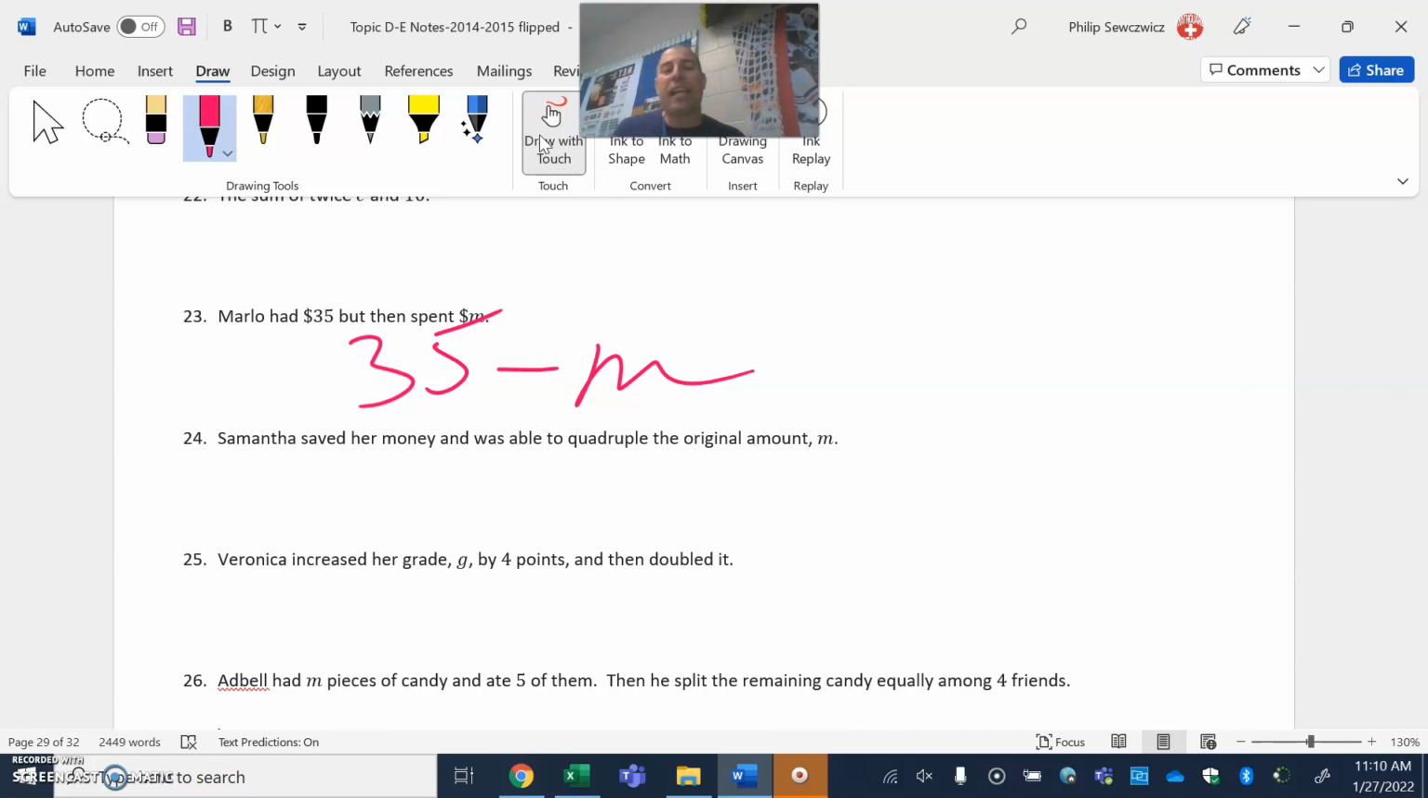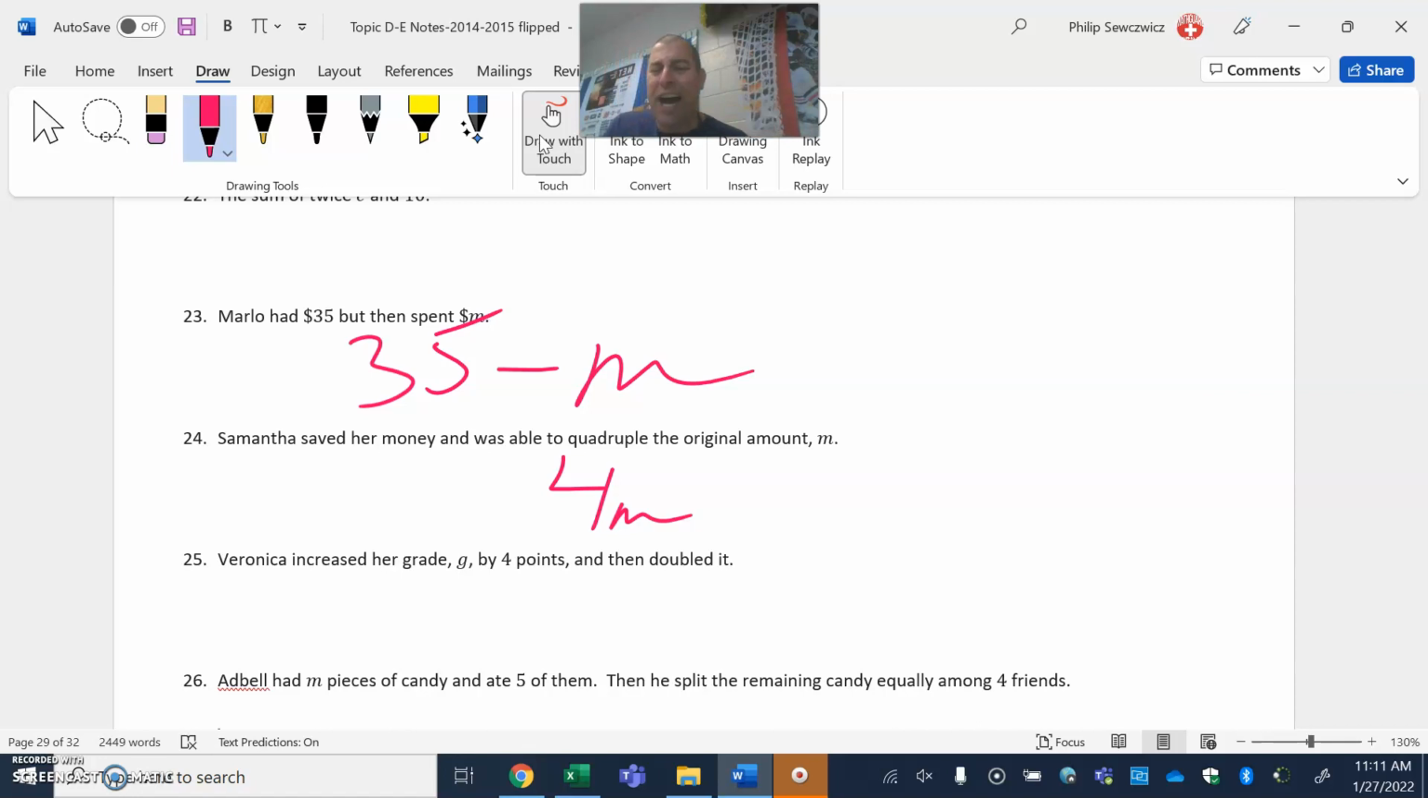Question 24, Samantha saved her money and was able to quadruple the original amount, which we're calling M. If we quadruple something, yes, that's timesing it by 4. Keep in mind, multiplying a number and a letter, that number needs to show up first. The letter's going to be right up against it. So we do need to say 4M here.